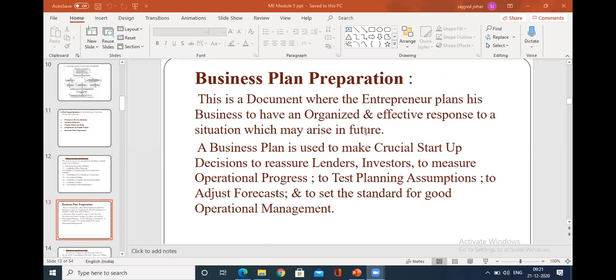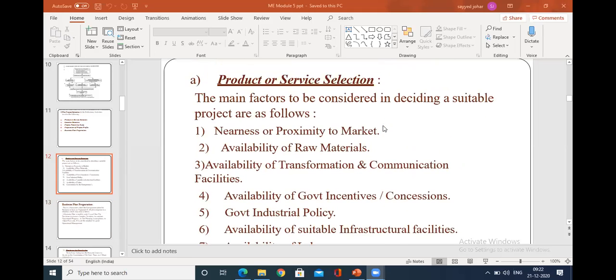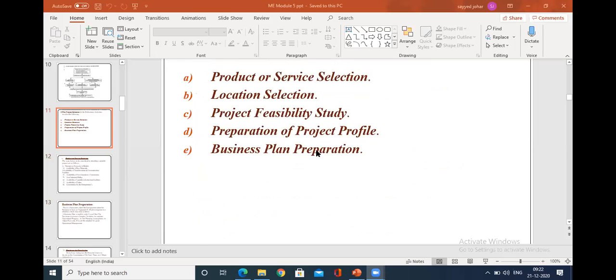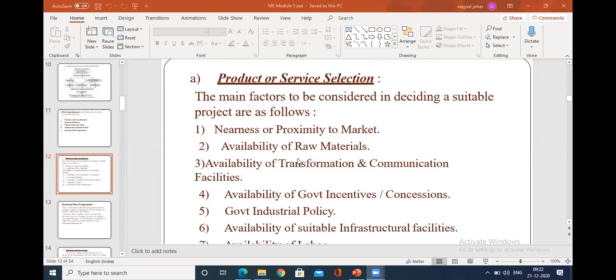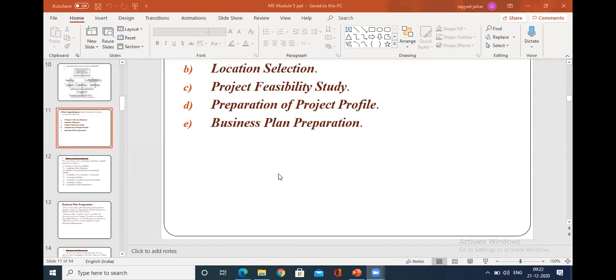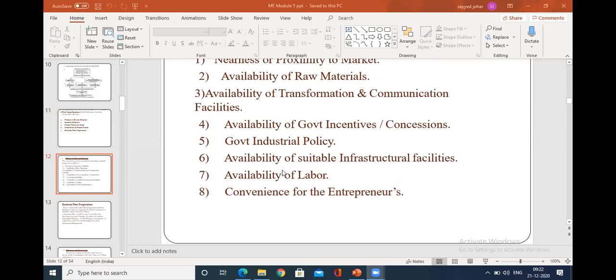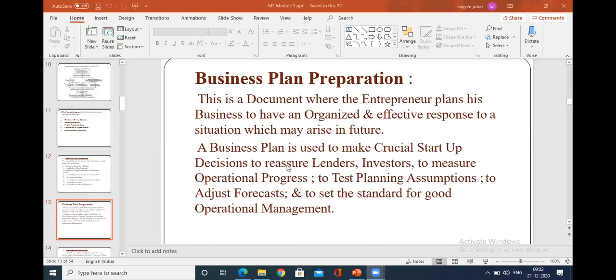Similarly, what is business plan preparation? I'm just briefing all of you: what is business plan preparation, what is product or service selection. All this comes under this. The first point, business plan preparation. Basically it is a document where the entrepreneur plans his business, that is, how well he can organize and respond effectively to situations. Theoretically he has to write up the ups and downs, that is, in case of losses or in case of profits.